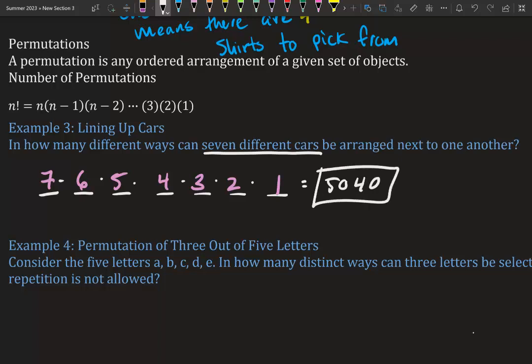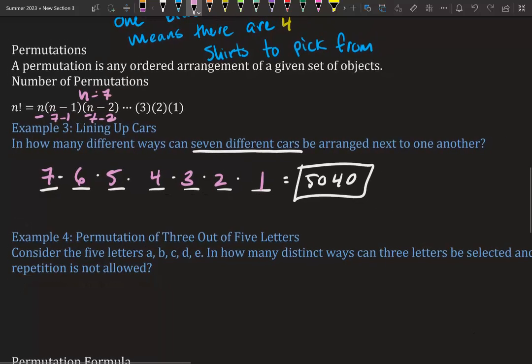So you see how up here the formula is n factorial: n, n minus 1, n minus 2, down to 3, 2, 1. So n, in example 3, represented 7. So 7 minus 1 is 6. 7 minus 2 is 5. Then you keep going until 3, 2, 1.